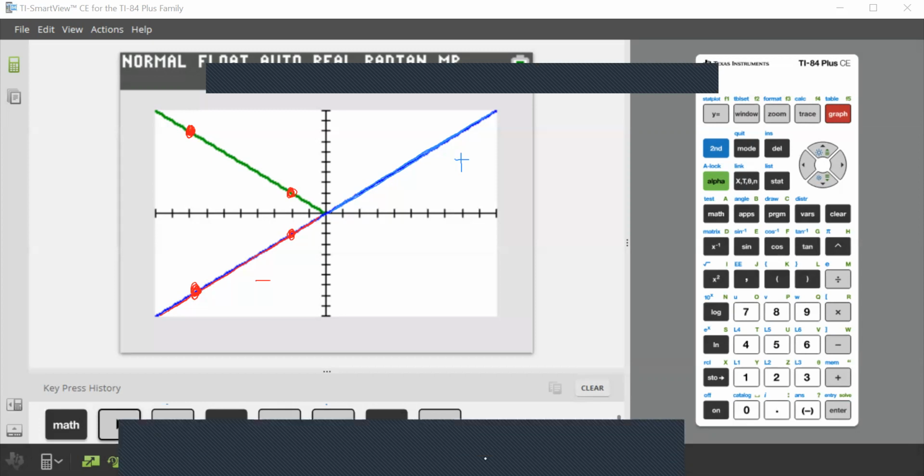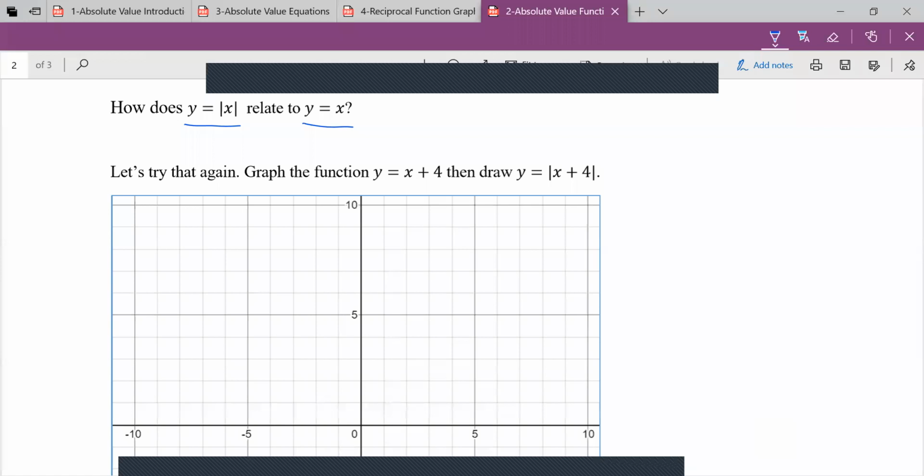So when we take the absolute value of a graph, we're making our y values positive. We're only taking the absolute value of the y values. Or you could also think of that as the output, or the dependent, or the responding variable, whichever way you want to think of that. That's what it's doing.